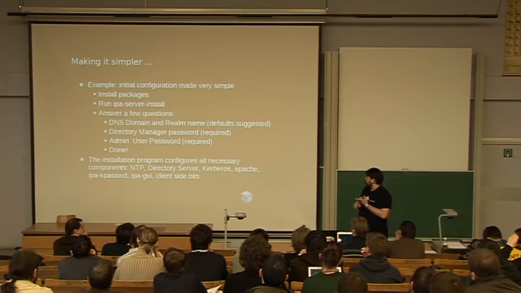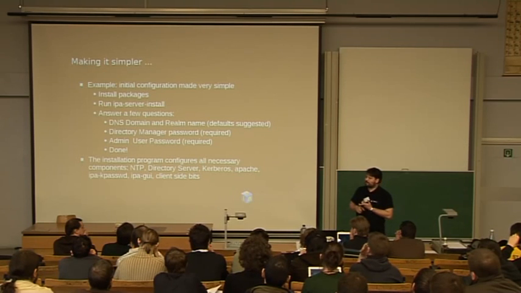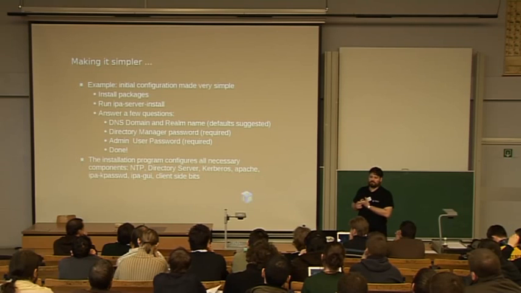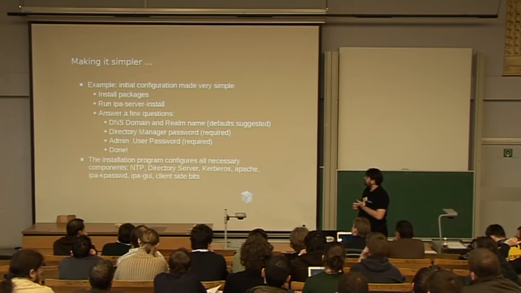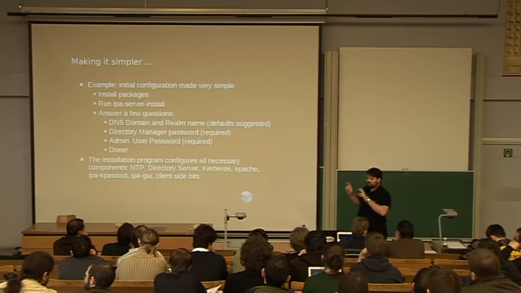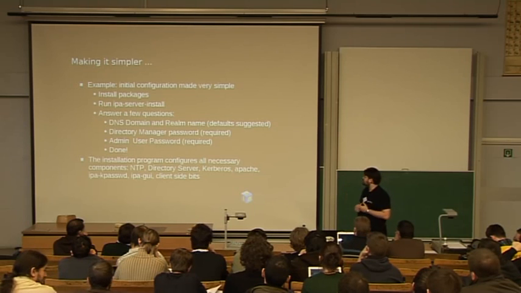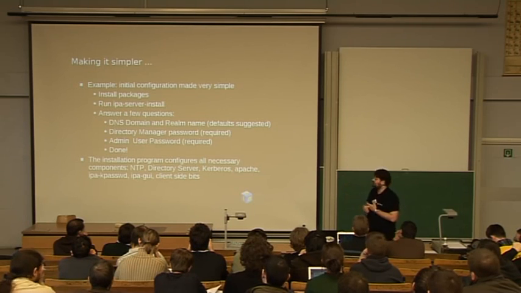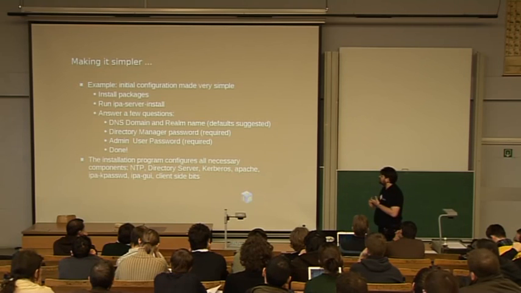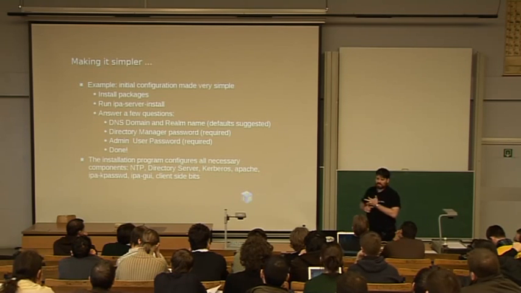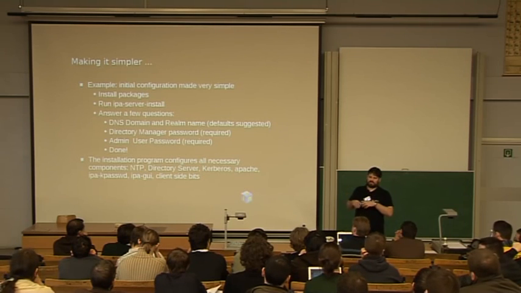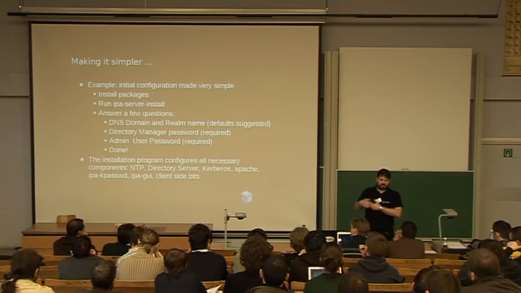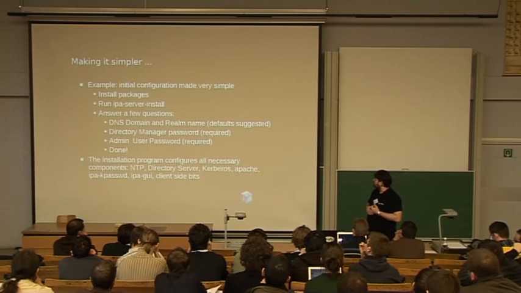It asks you what is the realm name for Kerberos, and it also suggests a default based on your DNS name, the DNS name of the machine. It asks you for a directory manager password, which is kind of the root password of the system, something that you don't use normally, except for very specific operations. And then it asks you for an admin user password. And the admin user is the default user that is created in the system that has a set of privileges, like you can create other users, create groups, change policy, and stuff like that.